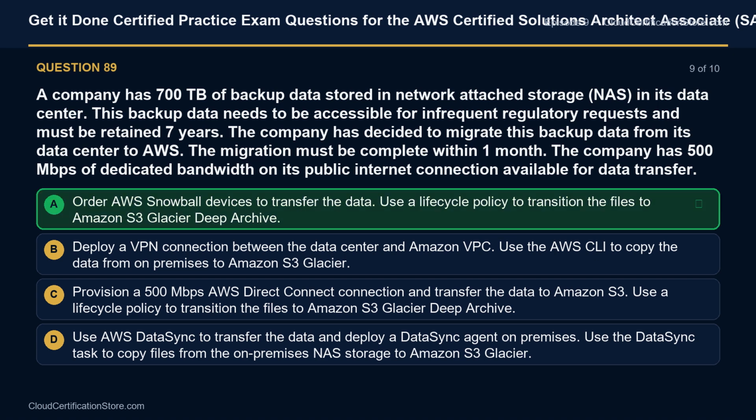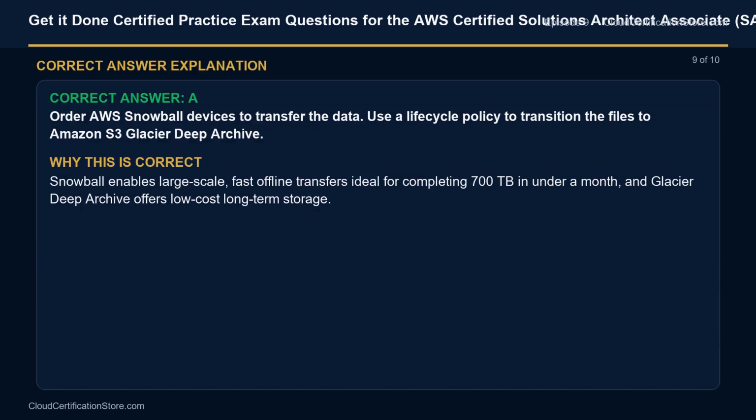The correct answer is A. Order AWS Snowball devices to transfer the data. Use a lifecycle policy to transition the files to Amazon S3 Glacier Deep Archive. Explanation: Snowball enables large-scale, fast offline transfers ideal for completing 700 TB in under a month, and Glacier Deep Archive offers low-cost, long-term storage.